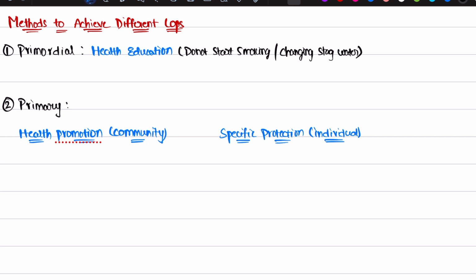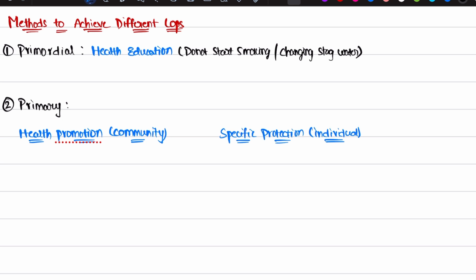When it comes to the primary levels of prevention, here the risk factor is already present. Let's say the government asks everyone during COVID time to wear a mask. I don't have any disease, I don't have COVID, but the government asked me to wear a mask. It means there was a risk factor of COVID already in the environment. So to prevent that risk factor, I am wearing the mask. This kind of example comes under the primary levels of prevention.